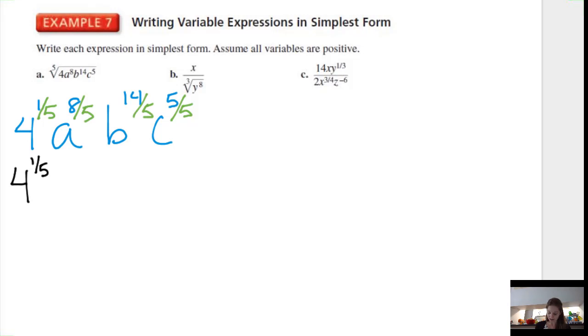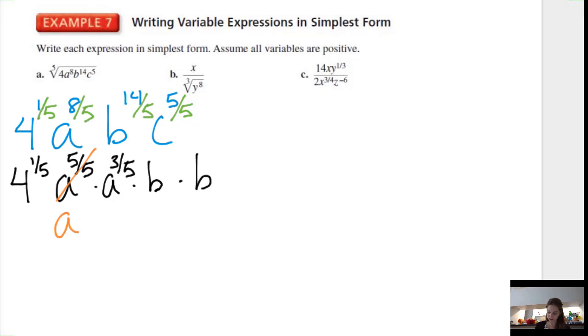But a to the 8/5, I can write this as a to the 5/5 times a to the 3/5. And I'm getting out a perfect fifth factor of a. A to the 5/5 is really just a, right? Similarly to b.